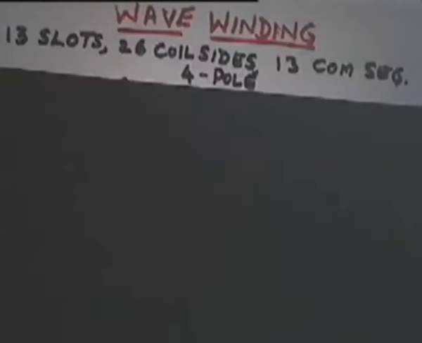From the brushes they branch out into two parts, and one path goes through, say, a clockwise direction, another goes through, say, an anti-clockwise direction, and we will see how it is actually connected by taking some typical examples. So here I have shown a 13 slots, 26 coil sides, 13 commutator segments, a 4-pole wave winding. Okay. So this is the arrangement we will look at.